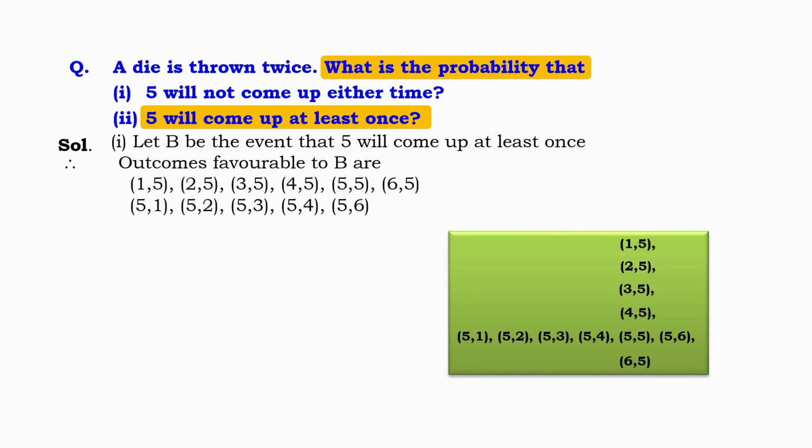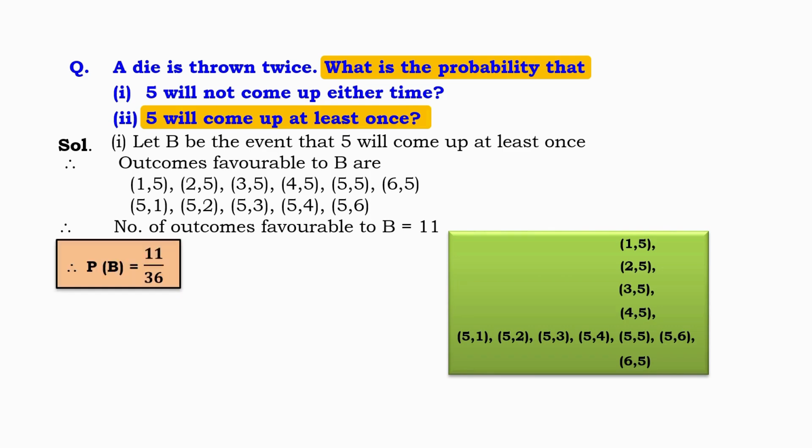We also need to consider 5 1, 5 2, 5 3, 5 4 and 5 6. Since 5 5 was already considered in the vertical one, whenever we are horizontally checking, we should not consider that 5 5 once again, otherwise there will be a duplicate. So the number of outcomes favorable to B is equal to 11 over here. So the probability of B will be equal to 11 by 36.